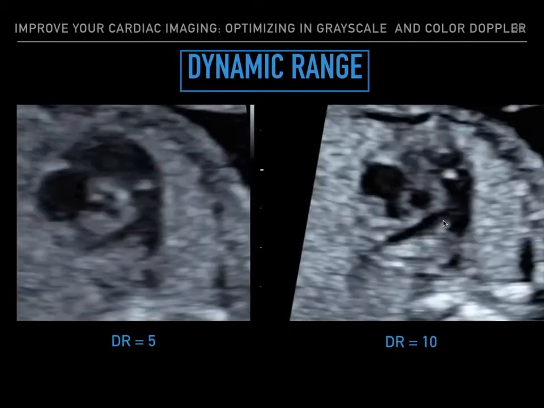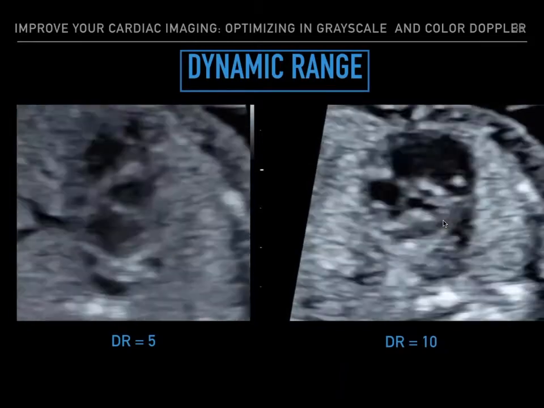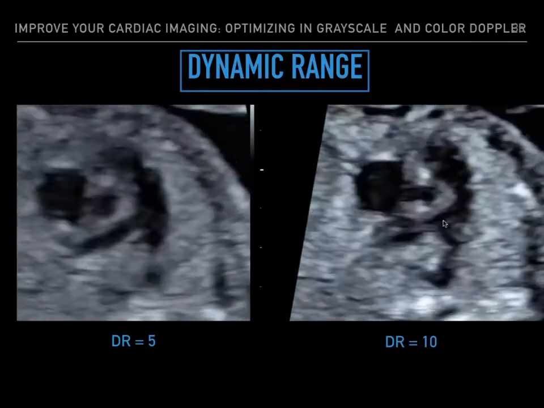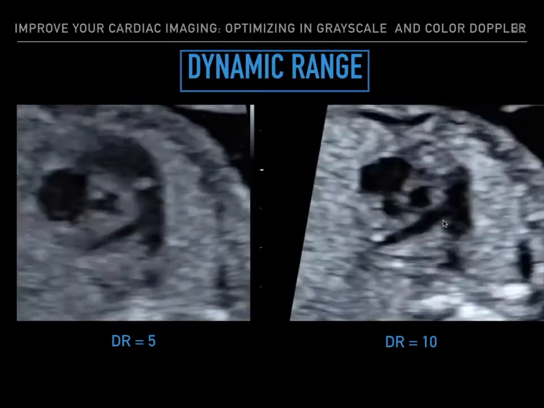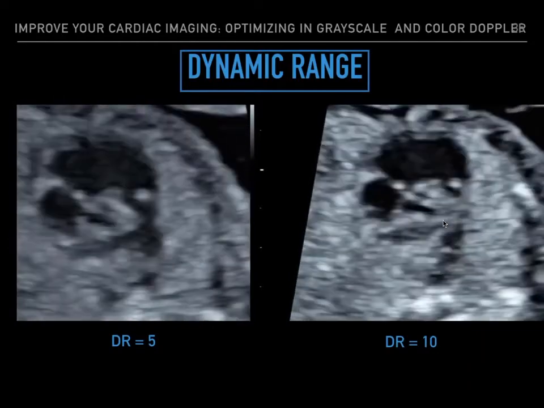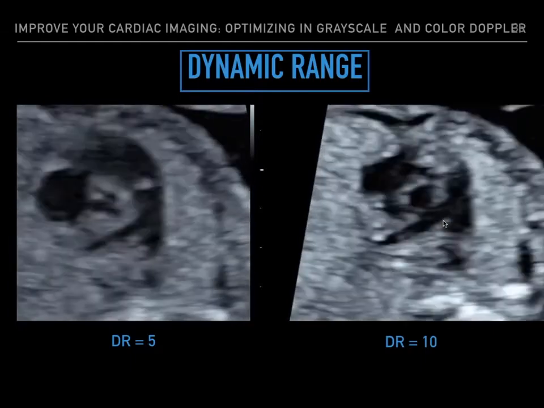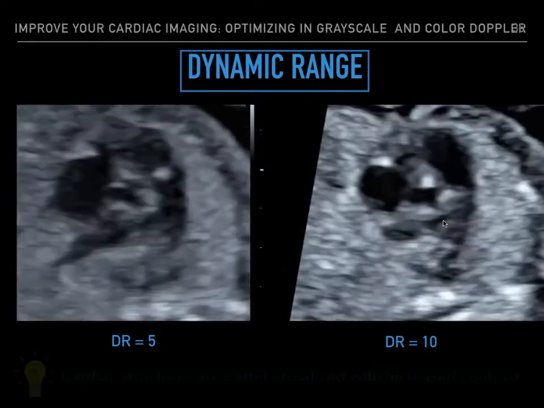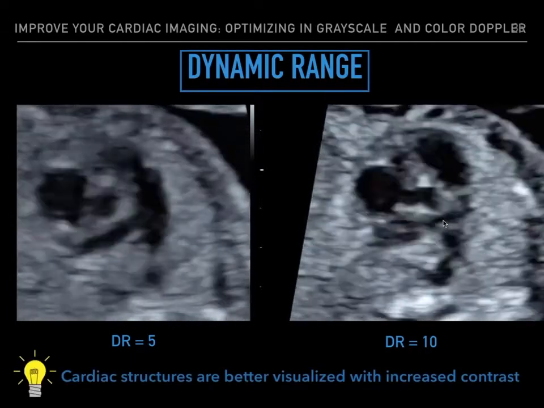So here we have a right ventricular outflow tract in two different dynamic range settings. In a dynamic range of 10, we can appreciate the heart structures better, sharp and defined with less gray. So therefore, cardiac structures are better visualized with increased contrast.